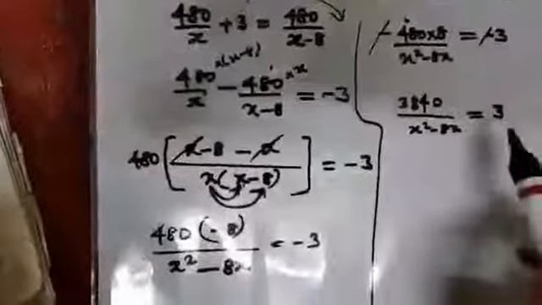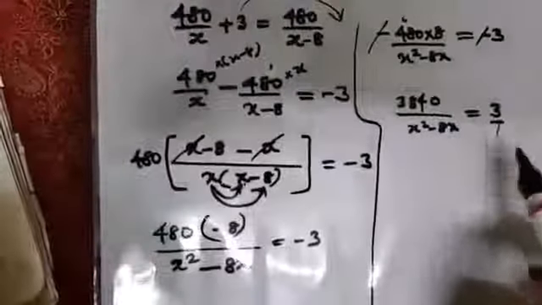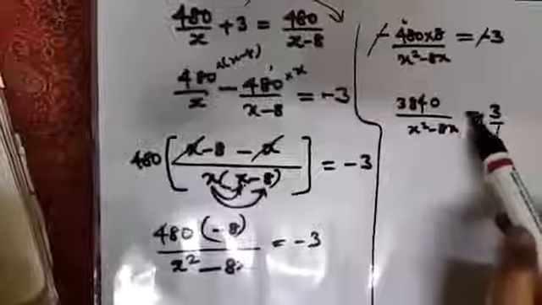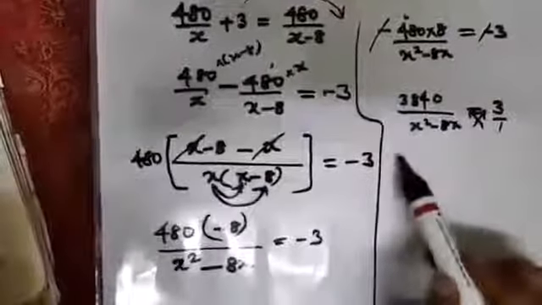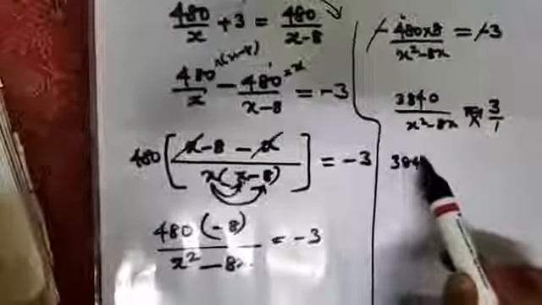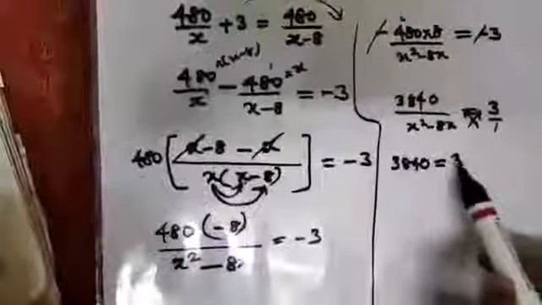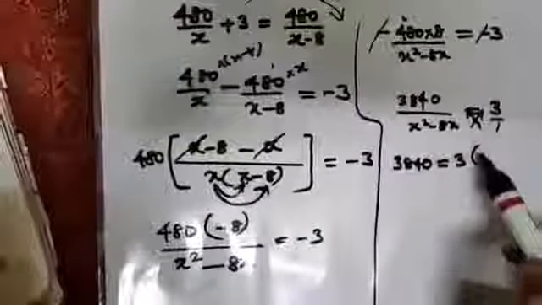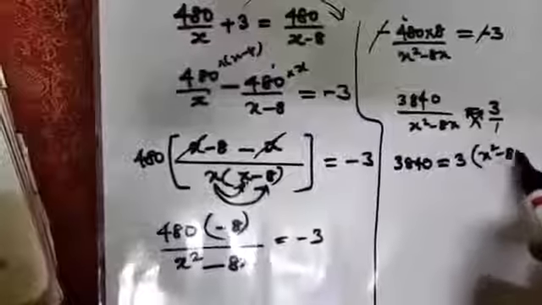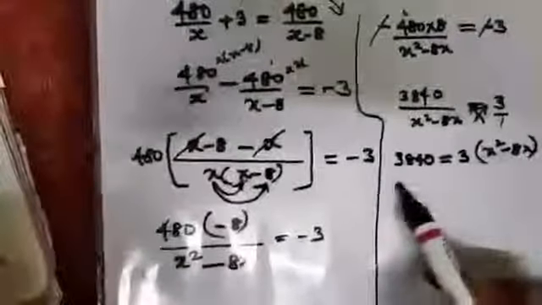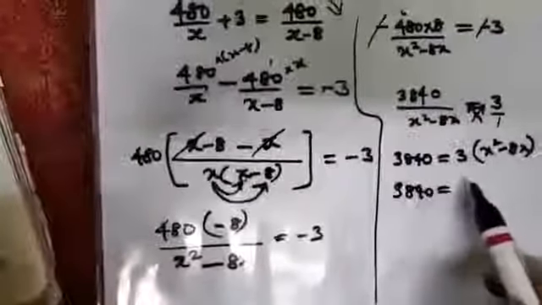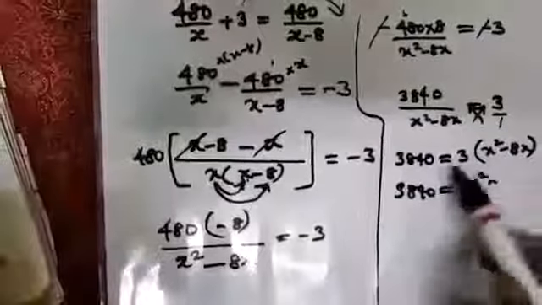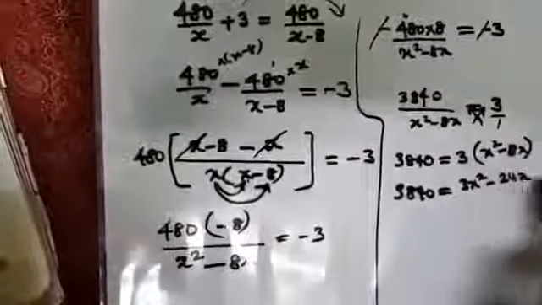Now we want a quadratic equation, right? So assume this 3 as 1 over 1, then there is no denominator, just do cross multiplication. 3840 into 1 is 3840 only. 3 into this whole polynomial gets shifted there, x square minus 8x. Now open the bracket, 3840 is equals to 3 into x, 3x square, 3 8s are 24.